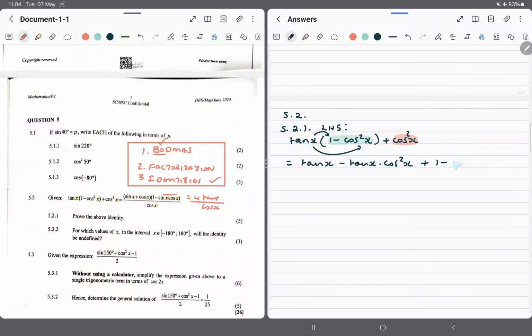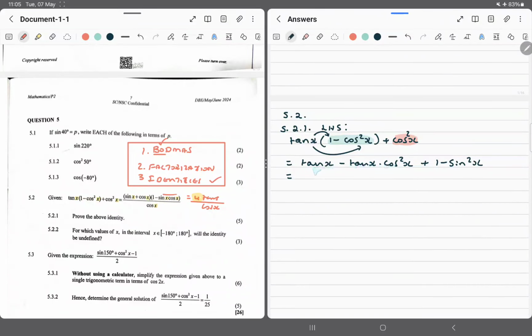This is going to be 1 minus sine squared x. So can you see we have how many terms now? 1, 2, 3, 4. So we have at least 4 terms, which is our target. Because if we can get 4 terms in the numerator, we are more likely to win. Okay, so this is fine.